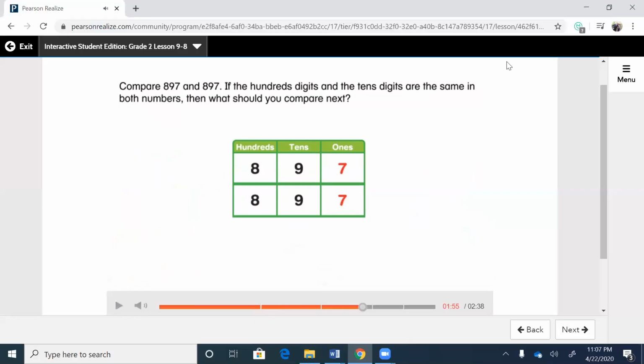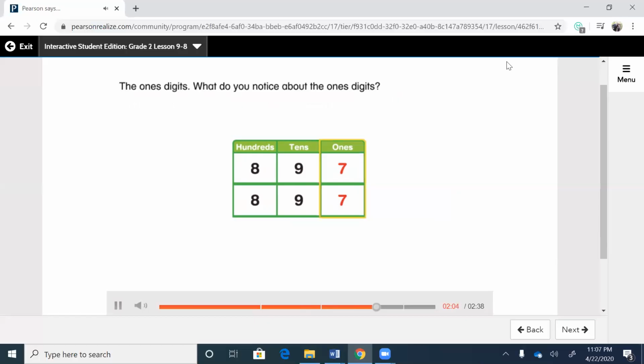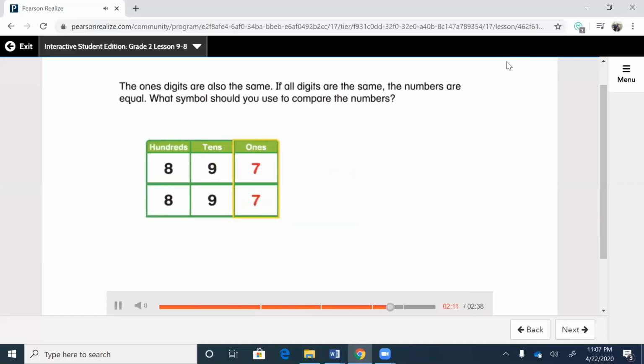All right, so look at this one. Look at the hundreds. They are the same. Look at the tens, they are the same. Look at the ones, they are the same. So that means they are equal to. What do you notice about the ones digits? They are the same. So we're going to use that equal sign, and it's going to show you.